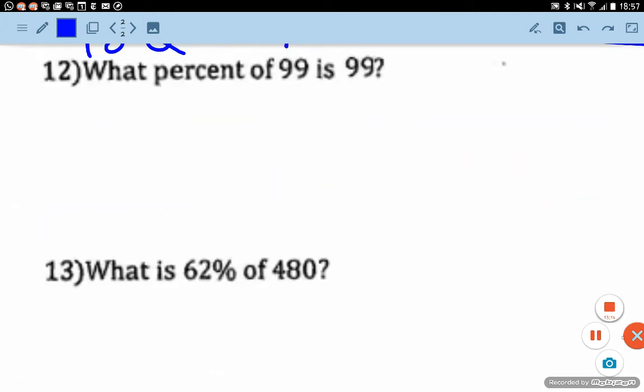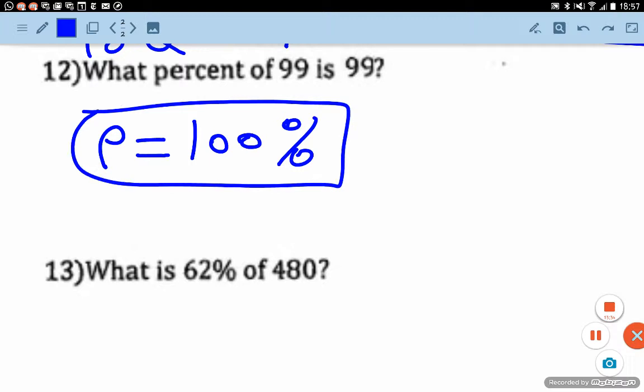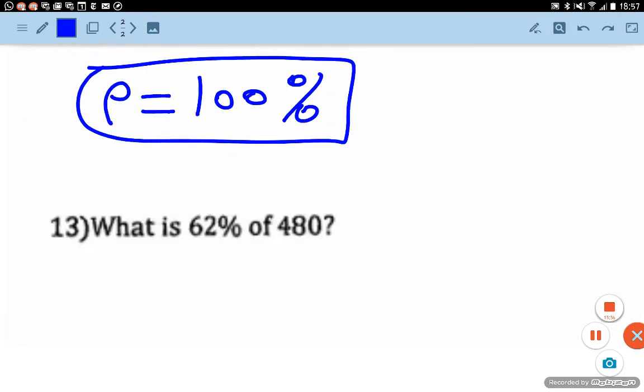In this question, it's mental. He got 99 out of 99, so it's 100%. The answer will be P equals 100%. It's mental, actually. Okay, the next question.